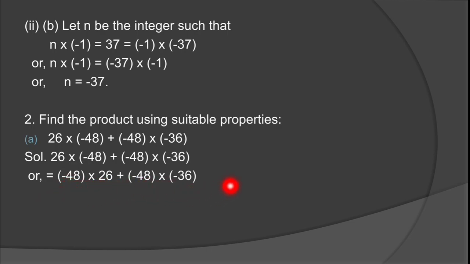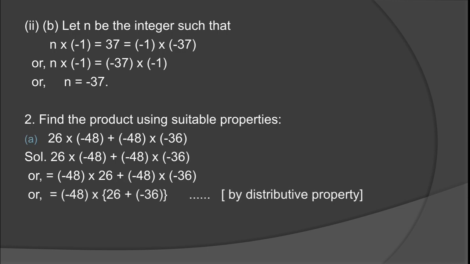Now from this expression it is clear that minus 48, the same integer, is multiplied to 26 and also to minus 36, with addition in between. So by the distributive law we can write it as minus 48 into the sum of 26 plus minus 36, and the sum of 26 plus minus 36 gives minus 10, so it can be written as minus 48 into minus 10. Again you can see that we are multiplying two integers having the same negative sign, so it gives the product with positive sign, so it comes out to be 480. So our answer is 480.